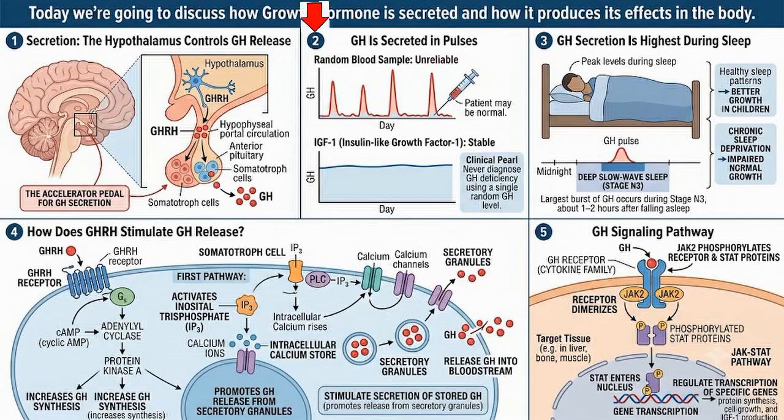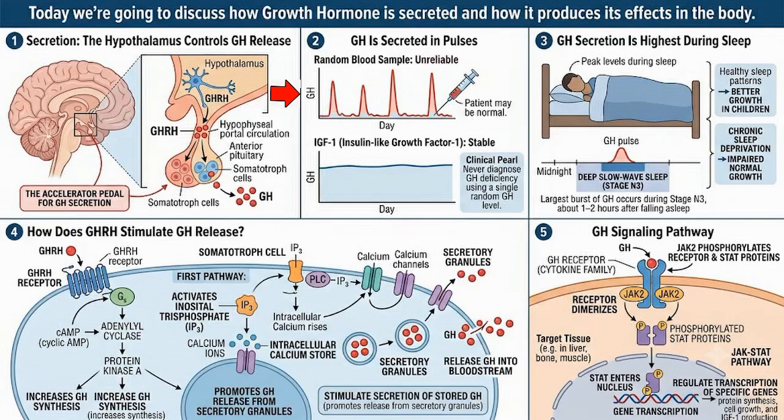2. GH is secreted in pulses. This is one of the most important characteristics of GH. Unlike hormones such as thyroid hormone or cortisol, which are present in relatively stable concentrations, GH is released in short bursts throughout the day. Notice that most of the time, GH levels are very low, interrupted by occasional peaks.